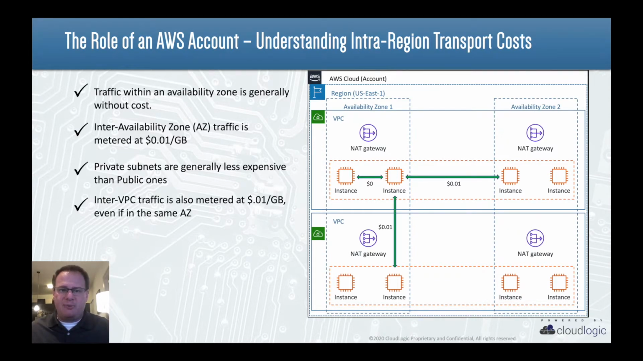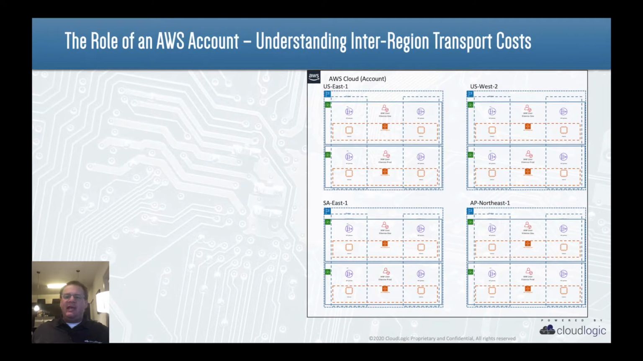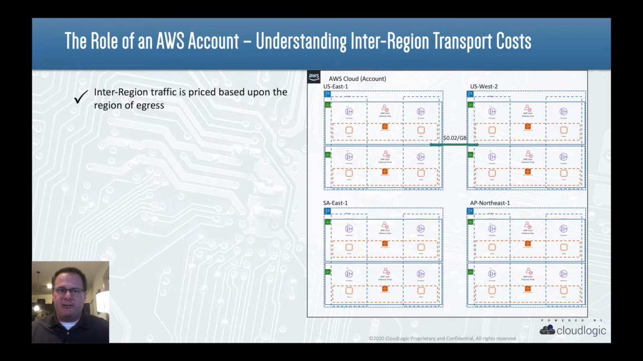So what happens when you want to get out of the region? When communicating across regions, the metered price can change dramatically. And it's always billed based upon the region it egresses or leaves, rather than where it goes. The current trend is that inter-region transport varies significantly by region, with US and EU inter-region transport less costly than Asia Pacific and Latin America. For example, US East to US West is about 2 cents a gig.